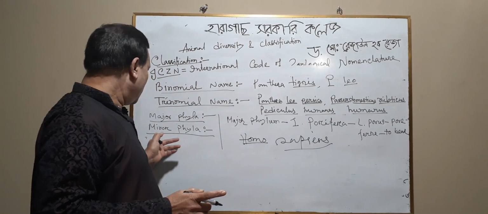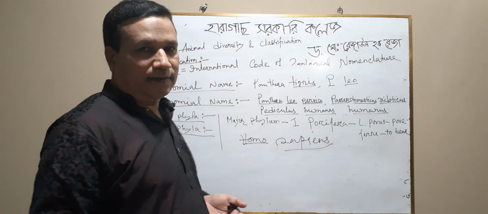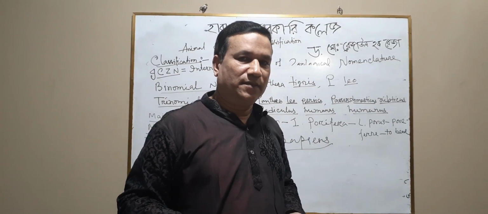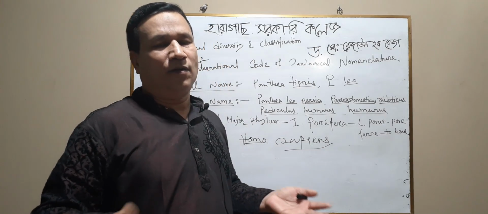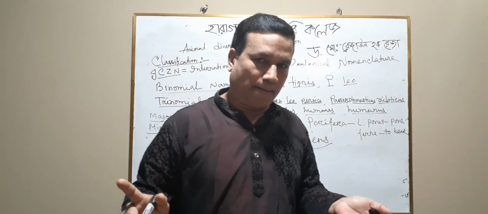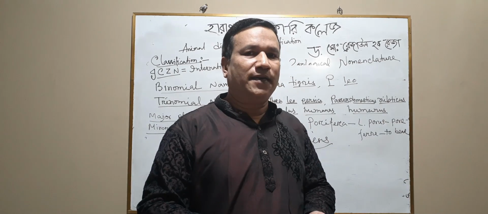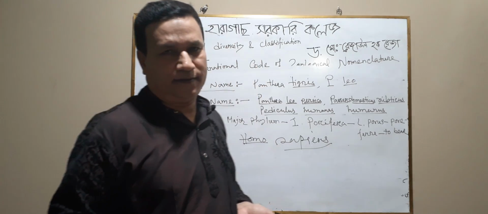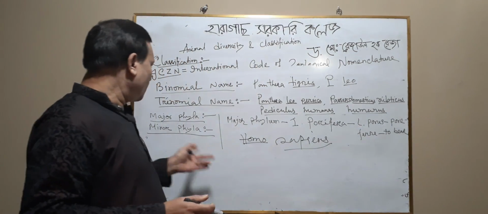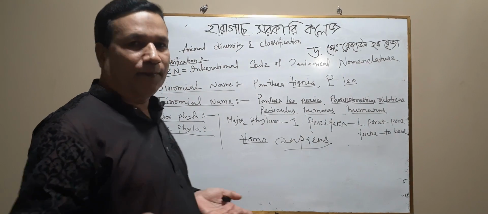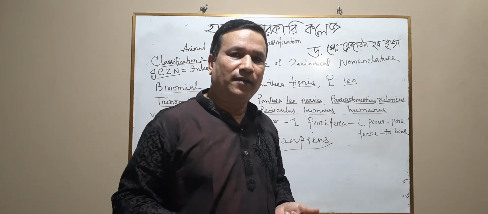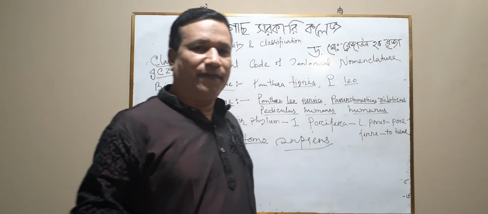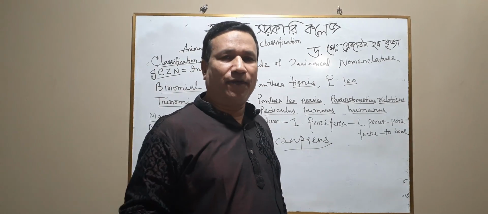Now we see minor phyla. Animal phyla with a low or negligible number of species, ecologically non-significant and with an indistinct phylogenetic position, are termed minor phyla. It is 24 in number. For example, Ectoprocta, Endoprocta, Pogonophora, Rotifera, Ctenophora, Hemichordata, etc.